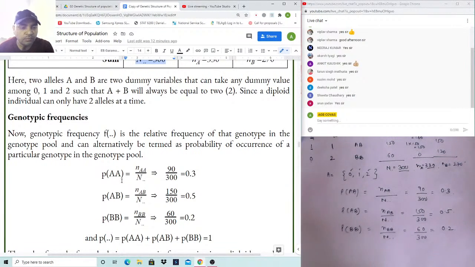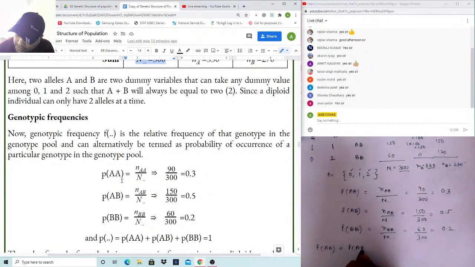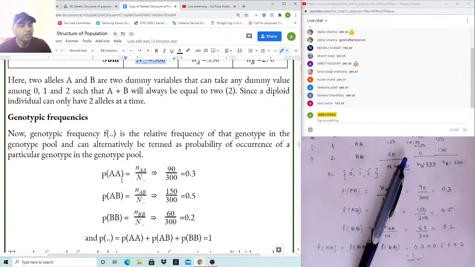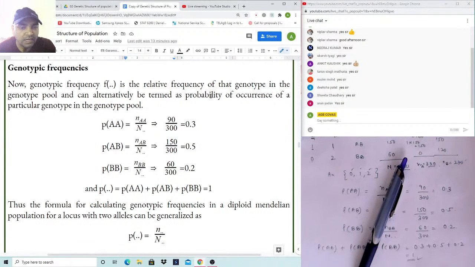And from probability, I told you people that when you come for this class, you should revisit the probability and random variable chapter. This is nothing but the relative frequency. And when you add up all these probabilities, it ought to be equal to 1. When you add all these probabilities, they constitute exhaustive events. So 0.3 plus 0.5 plus 0.2 will always be equal to 1. So this is what I have told here.